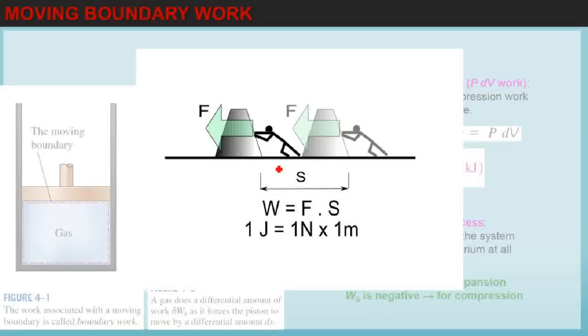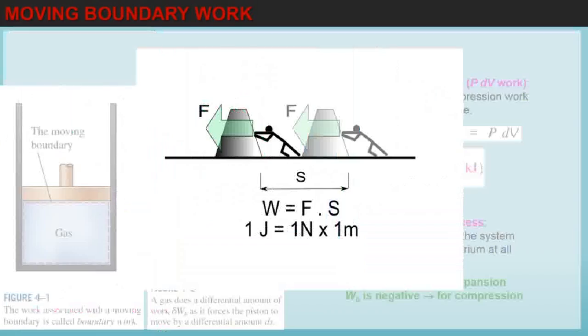Let's say that you have a force which is used to push a heavy load against the friction. And if you move that force F through a distance of S, the work done is defined as F into S. This is actually how you define the joule. 1 joule is equal to a force of 1 Newton into a distance of 1 meter.